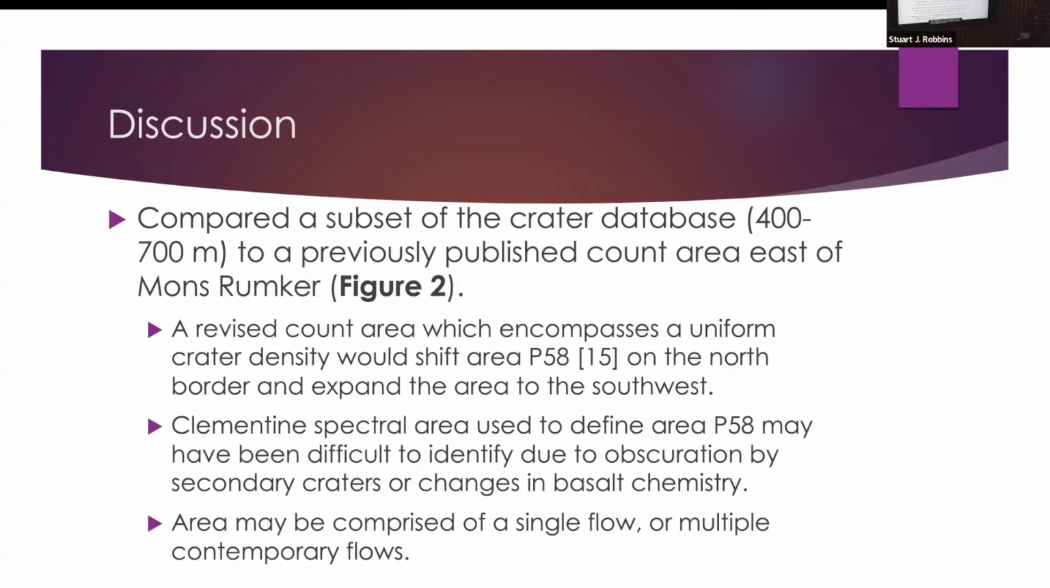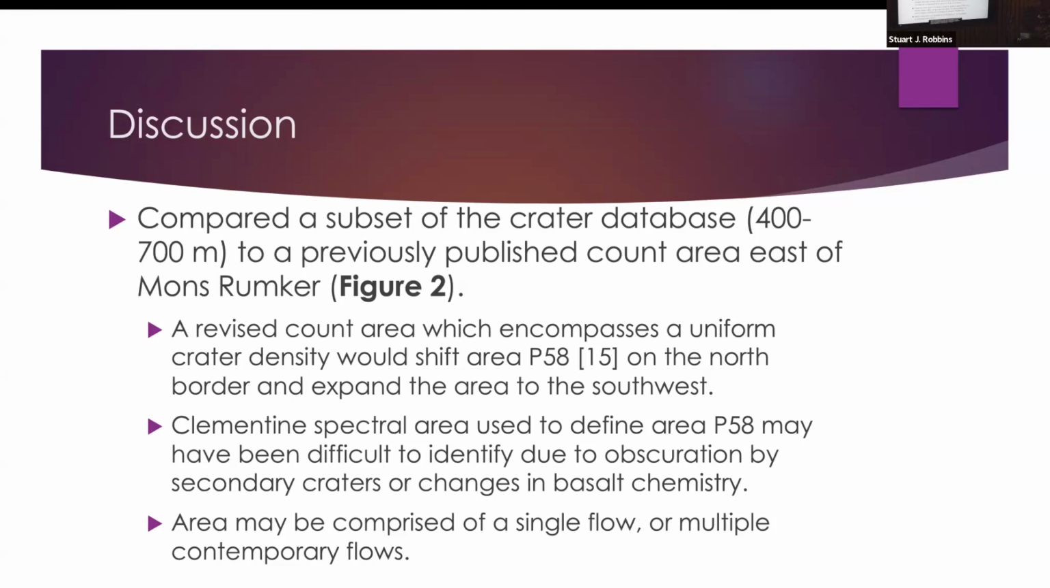So we compared a subset of the crater database, 400 to 700 meters, to previously published count areas east of Mons Rümker. This is a very popular area, P58, which is where Chang'e 5 landed. A revised count area, which encompasses a uniform crater density, would shift area P58 on the north border and expand the area to the southwest. So if we look at the picture, we're seeing crater density not really match the spectral area, and there might have been issues with the Clementine spectral area.